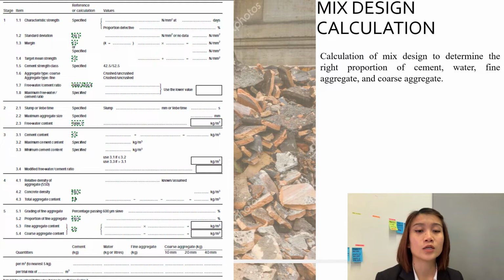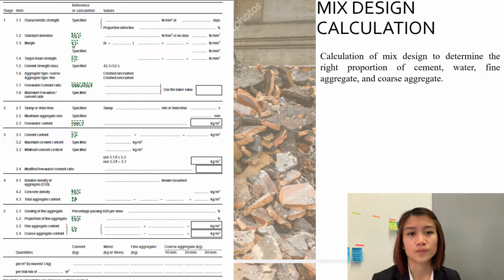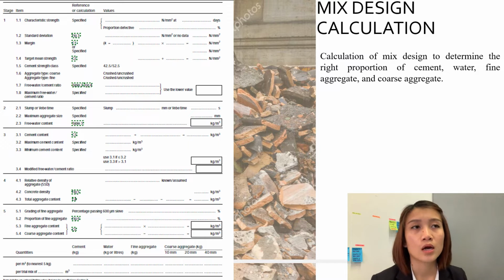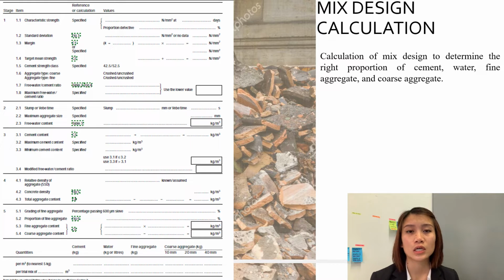And actually the process of mix design is about determining the right proportions of cement, fine aggregate, coarse aggregate and water. In addition, to produce an economical concrete mix, using admixture in the concrete is also considered, but however, I have not used admixture in my concrete.